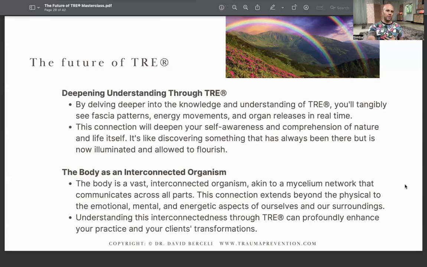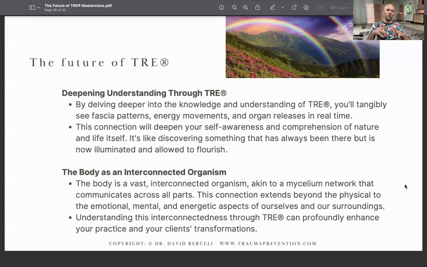And further deepening understanding of yourself through TRE and working with fascia, energy movements, organ releases in real time. Many times we talk about these things as we want to do a change with the body. And many times when you get energy healing or treatments, you feel a big difference. But when we do TRE, you can physically see what you're doing, how that is reflecting in the body in real time. You can see the movements in the area that you might be doing energy or subtler work, right? So it really allows you to understand deeper and see tangibly what it is you're doing. And it allows the person to realize that too.